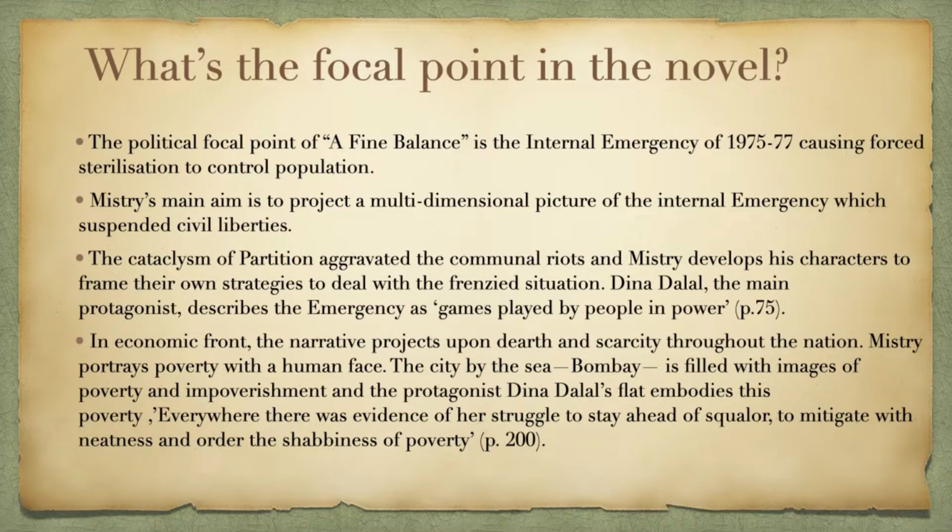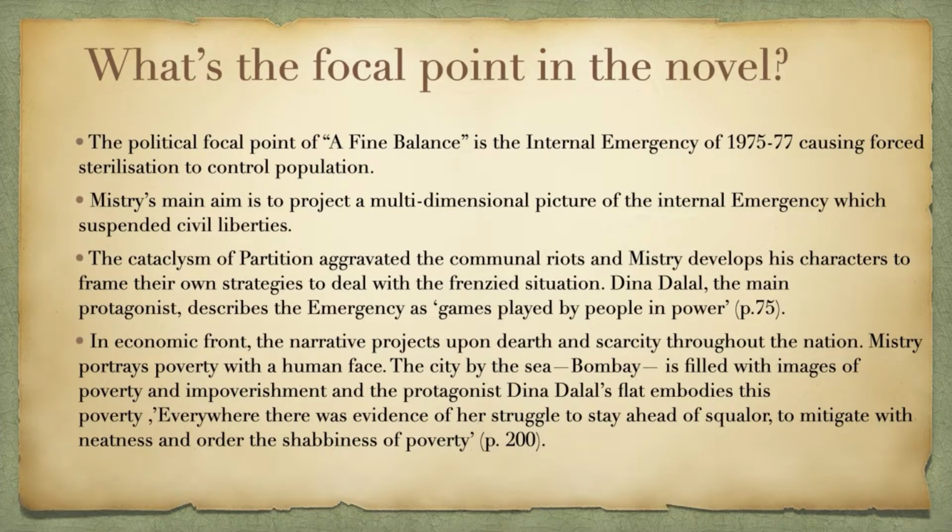First of all, the political focal point of A Fine Balance is the internal emergency of 1975 to 1977, causing forced sterilization to control population. Mistry's main aim is to project a multi-dimensional picture of the internal emergency which suspended civil liberties. Also, the cataclysm of partition aggravated the communal riots, the Hindu-Muslim ones, the famous ones. And Mistry develops his characters to frame their own respective strategies to deal with the frenzied situation.